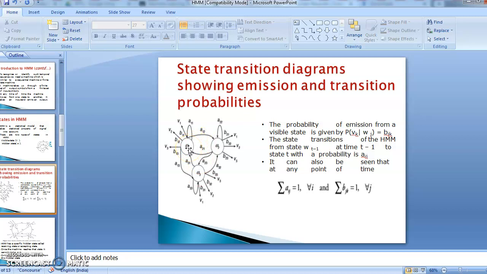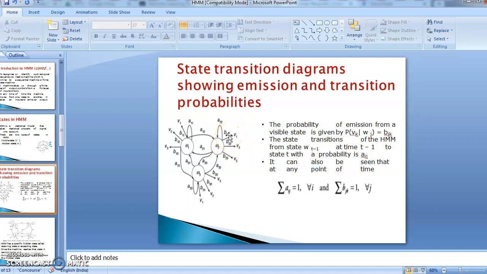Every state has a transition to another state with a probability that is known as the transitional probability. So in this diagram, A11, A12, A13 are called the transitional probabilities. And every hidden state shows some visible state, or output state, that is V1, V2, V3. The probability by which the output is emitted is known as the emission probability.